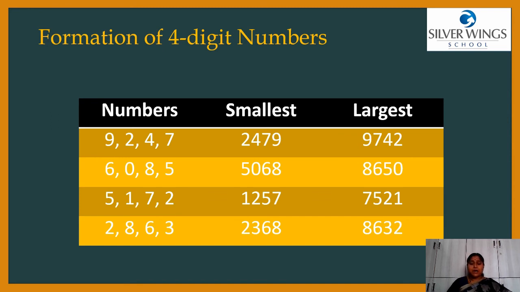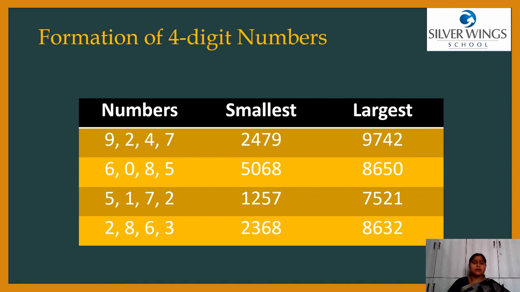Then to form the smallest 4-digit number, we write 0 at the hundreds place. And the next bigger digit at the thousands place. Next bigger digit means the next smallest digit, 5 only, no? You should write 5 in the thousands place. Understood? When 0 is one of the 4 digits, you should be a little bit careful.